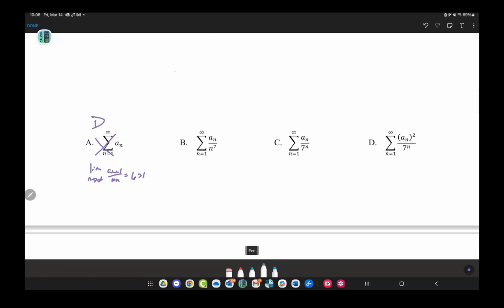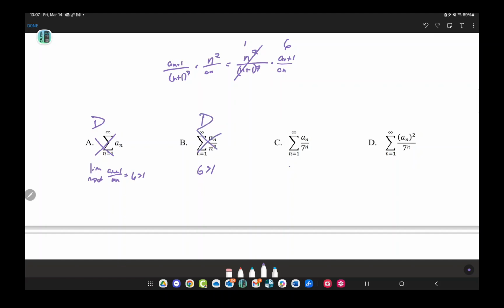Here we get a of n plus 1 over n plus 1 to the 7th, times n to the 7th over a of n. That gives you n to the 7th over n plus 1 to the 7th. So this will be 1. That'll give you 1, but it's also times a of n plus 1 over a of n, which we know to be 6. What's 1 times 6? So this is 6, which is greater than 1, so it diverges.